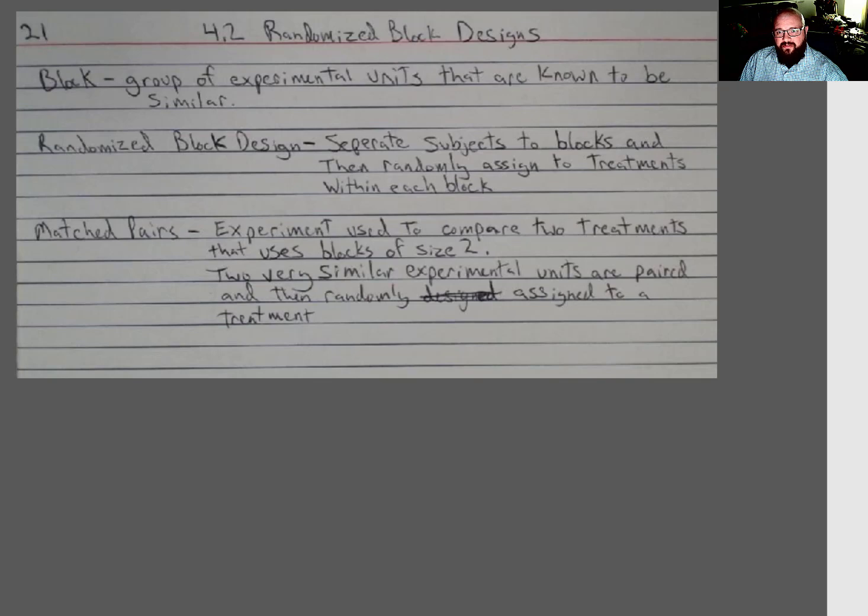And we also have matched pairs, an experiment used to compare two treatments that uses blocks of size 2. Two very similar experimental units are paired and then randomly assigned to a treatment. And we're going to go over that process as well. Alright? So we're mainly going to be covering the randomized block design and matched pairs, and just understand what a block is. Again, it's a group of experimental units that are known to be similar.